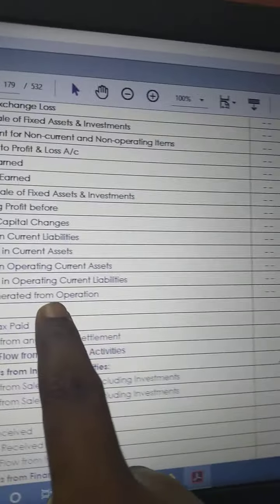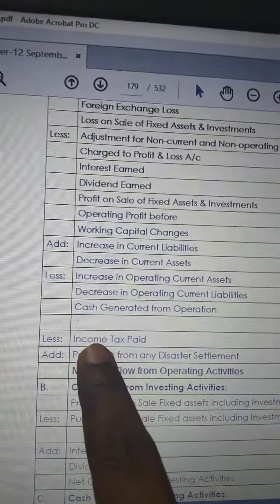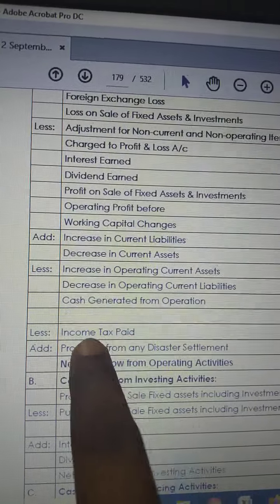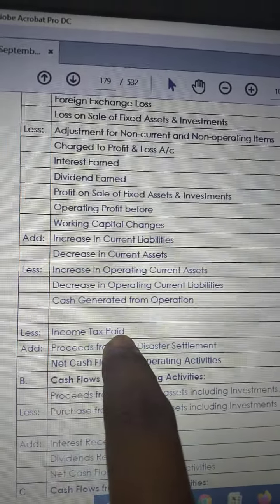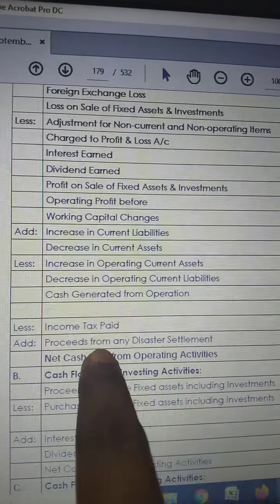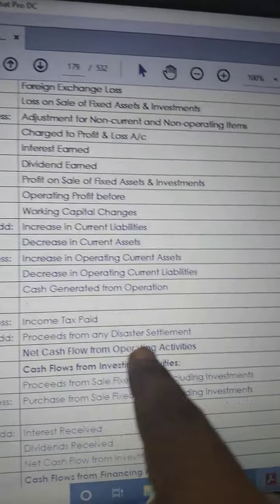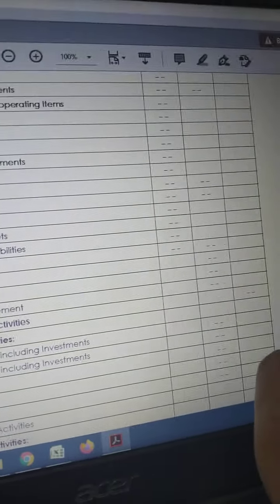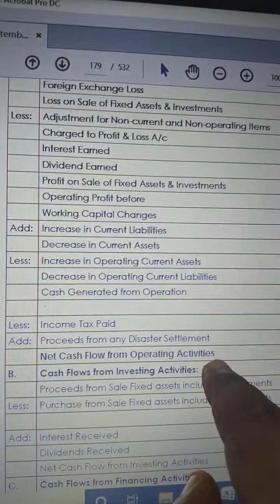Then I will get the cash generated from operation. Then I have to less income tax paid, not payable. Actually how much I paid, that we have to reduce. Then add proceeds from any disaster settlement, then you will get the net cash flow from operating activity.